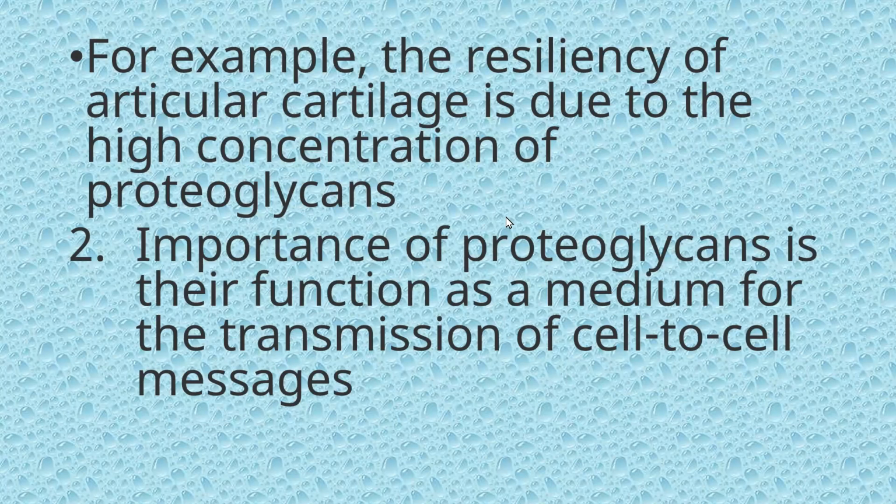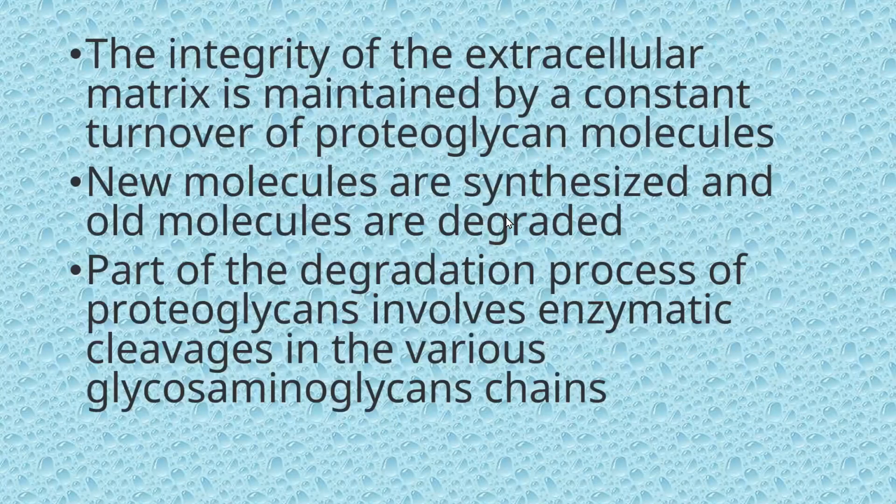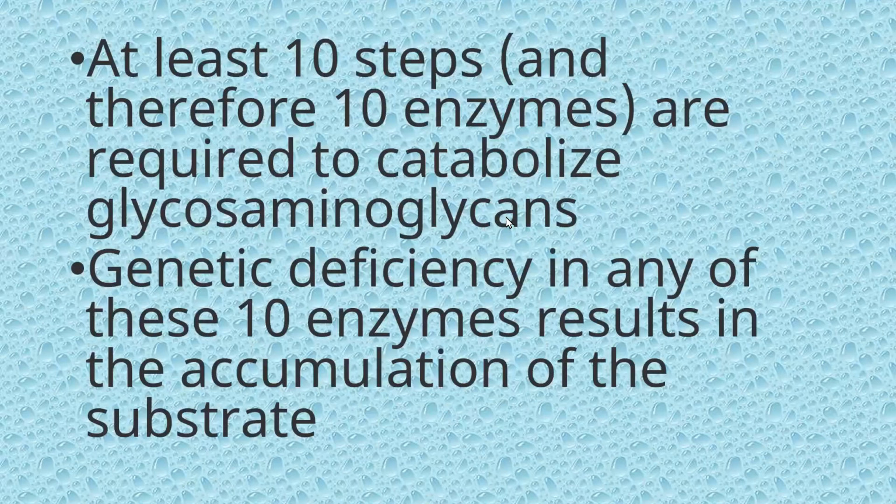The integrity of the extracellular matrix is maintained by a constant turnover of proteoglycan molecules. New molecules are synthesized and old molecules are degraded. Part of the degradation process of proteoglycans involves enzymatic cleavages in the various glycosaminoglycan chains. At least 10 steps, 10 enzymes are required to catabolize glycosaminoglycans. Genetic deficiency in any of these 10 enzymes results in accumulation of the substrate.